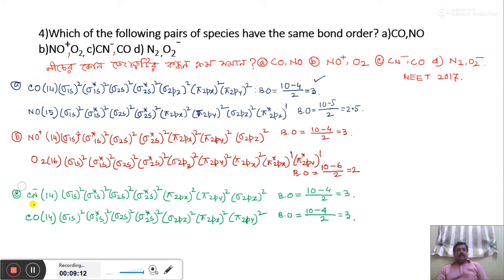In case of CN- and CO, both contain 14 electrons and both have bond order 3. So an equal bond order is shown by cyanide and CO.